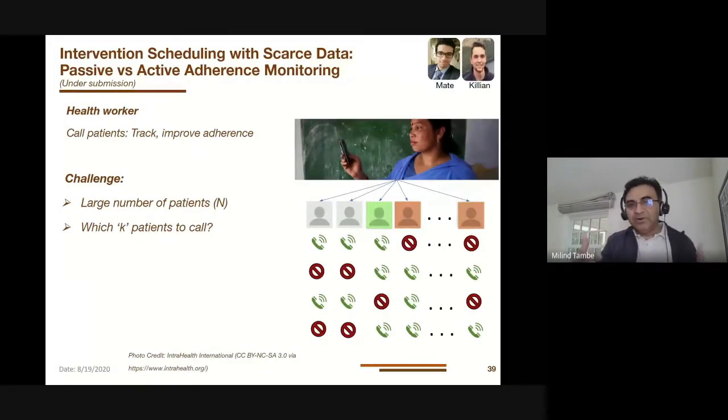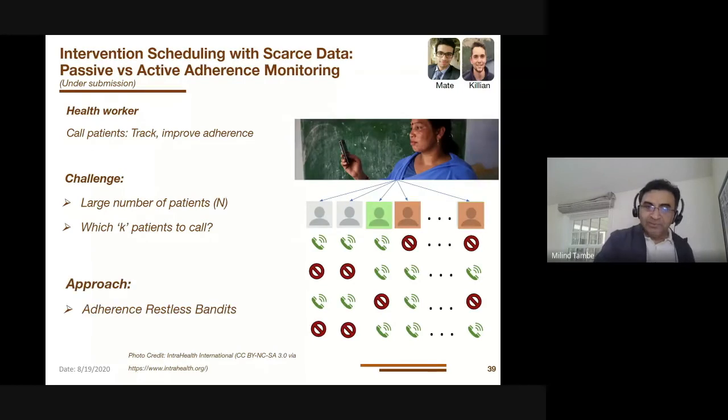This is a classic problem of restless bandits. So basically for bandits, as some of you may know, it's pulling an arm. So you can pull K arms, that is, you can call K patients per day. And you have to choose which patients to call based on what you have seen from them. And the patients can change their behavior along the way. So some patient may be adhering, they may stop adhering, and so forth.